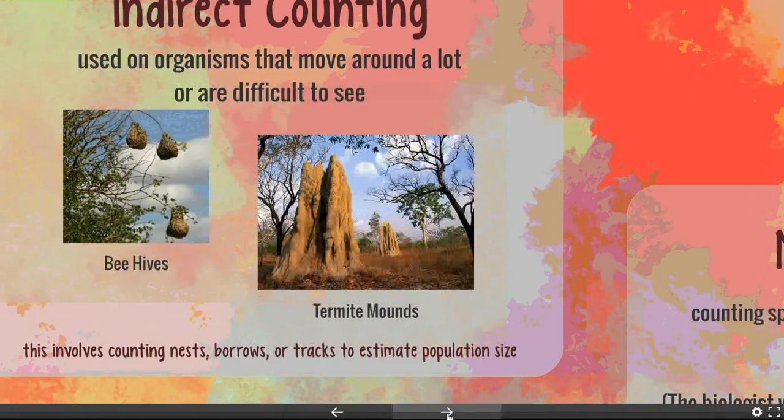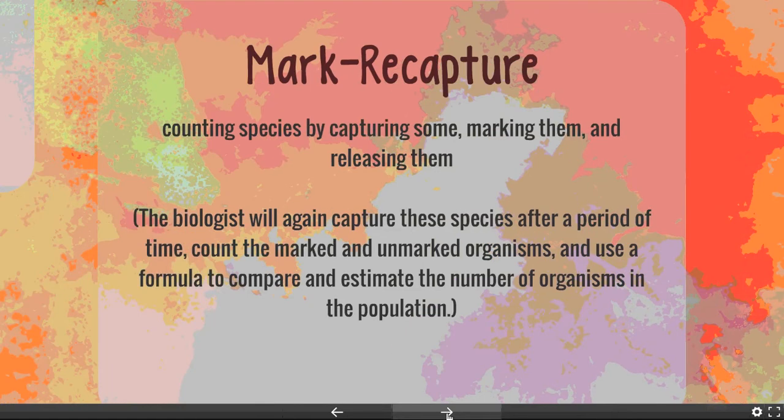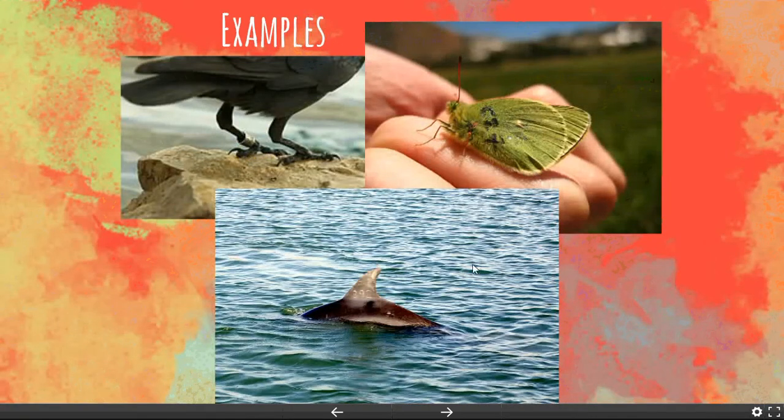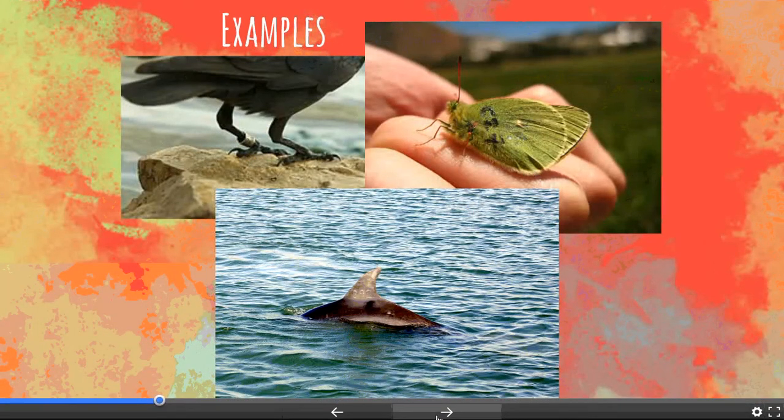And then mark and recapture is counting species. So you capture them, you mark some of them, and then you release them back into the wild. So those organisms will then later on be recaptured, and then you can count those organisms, and from there do some calculations and create an estimation of the population size. So here's some examples of some different marks and recaptures. You can see that this bird has a mark here, and then there's number marks, and this is marked as well.